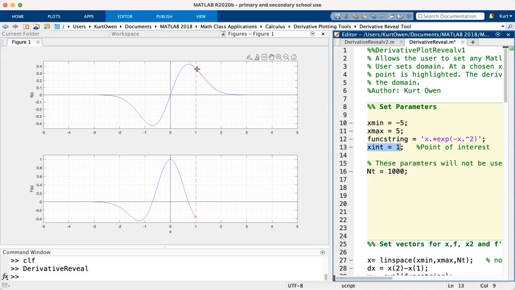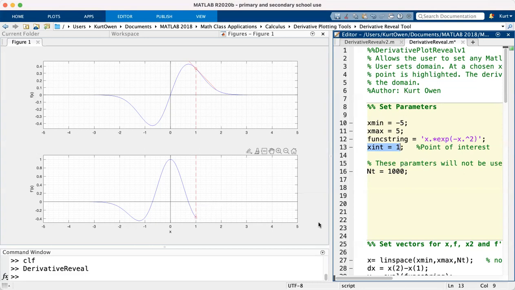On the function itself, a tangent line to the function is plotted. It's not infinitely long. I decided visually it's better if it has a finite length. So it's a line segment, a tangent segment as opposed to a tangent line. And then the derivative graph gets plotted up to the point of interest.